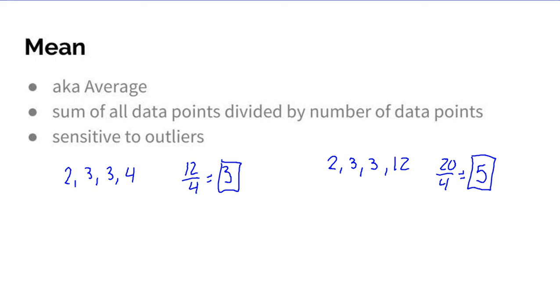So the mean is what we call sensitive to outliers, meaning if we have a point that's a lot bigger than the rest of the numbers or a lot smaller than the rest of the numbers, the mean will be influenced. It'll change largely based upon that value.